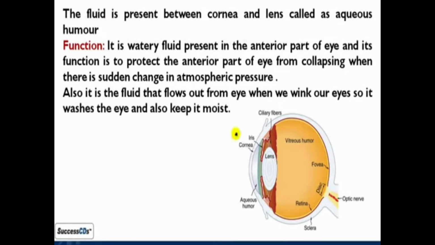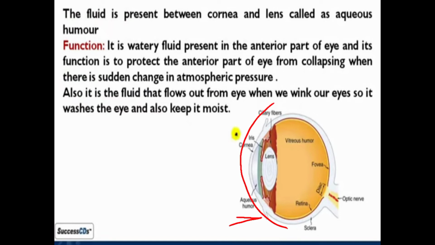Then the fluid present between the cornea and lens is called aqueous humor. As we can see here, this is the aqueous humor. So this fluid is present between the cornea and the lens. What is the function of this fluid? It is a watery fluid which is present in the anterior part of the eye. Anterior part means outer part.